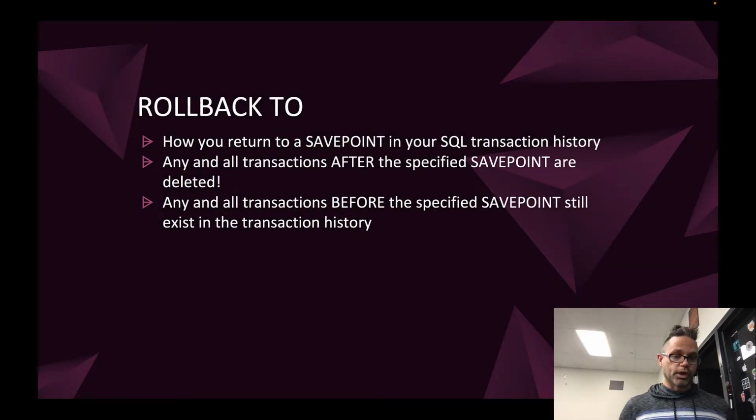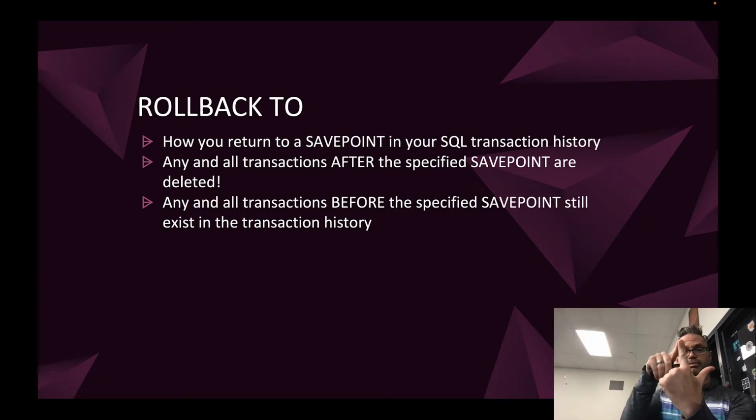ROLLBACK TO is how I work with save points. So I want to go back to a specified save point. So ROLLBACK TO and then the save point name. That's all I have to do. And that's how I can specify any single point in my transaction history. And any and all transactions that are after that point, so if I choose this point, all those transactions, the save points and all the modifications, they're all wiped out.